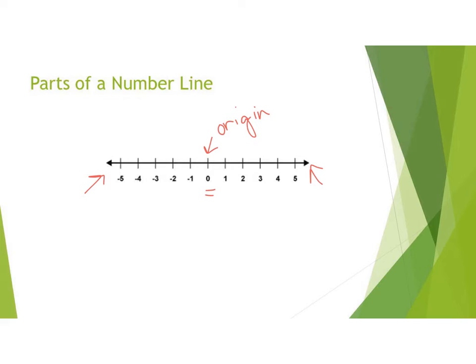If I plot a coordinate, that is the graph of 3. So not a very extensive graph compared to a coordinate plane, but that is the graph of 3 there. And 3 would be the coordinate of that point.